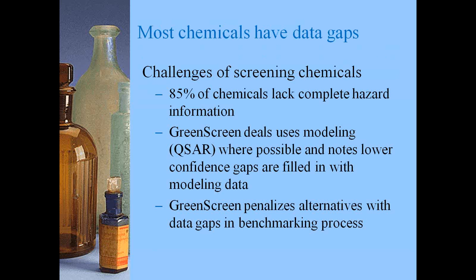One of the challenges, though, and one of the things that Clean Production Action did, was: how do you handle data gaps? Because there are lots of data gaps out there, and the estimate is that 85% of chemicals lack complete hazard information. The way Green Screen and EPA get around it is they do a lot of modeling, a lot of professional judgment, etc. But in the end, if the data gaps still exist, they penalize the chemicals for those data gaps, and they have a hierarchy depending on how important a data gap is.